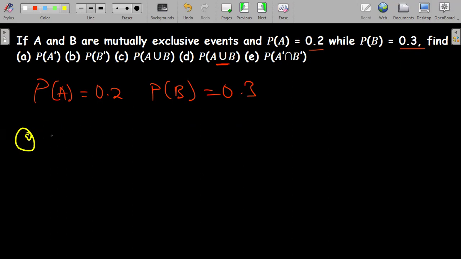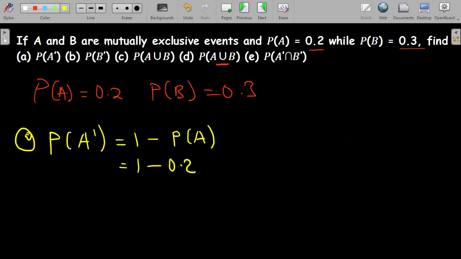So we are saying the probability of A complement. So the probability of A complement is 1 minus the probability of what? A. That's what we said from the properties, right? So this is just going to be 1 minus 0.2. So what will this give us? It will give us 0.8.